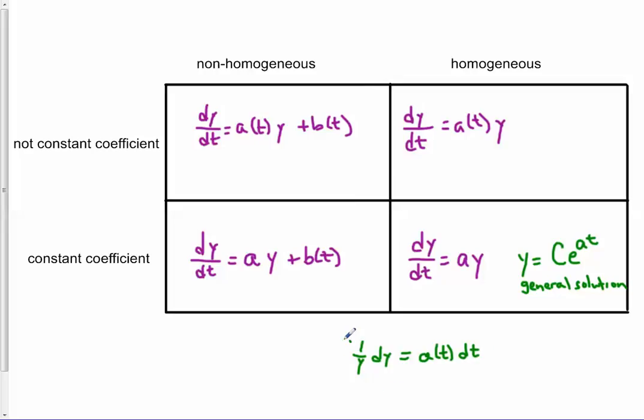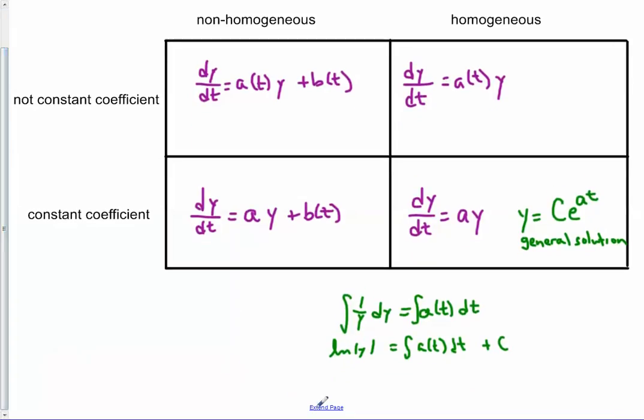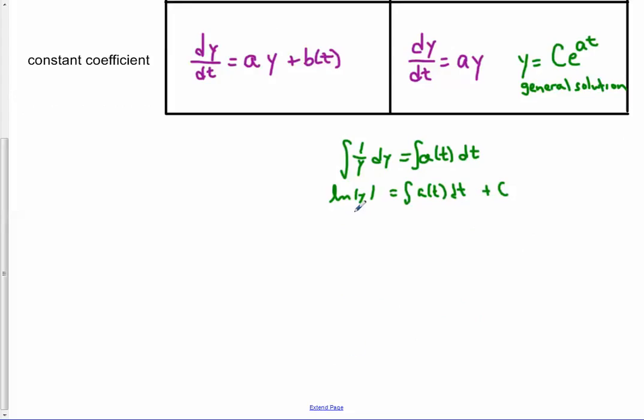Okay, anti-differentiate both sides. On the left, we get natural log of y. On the right, well, I can't do this antiderivative unless I know what a of t is, but whatever that antiderivative is. Of course, we're also going to put the plus c. Let me explicitly throw in the plus c right now, because I want to do something with it. Okay, and then we would exponentiate both sides.